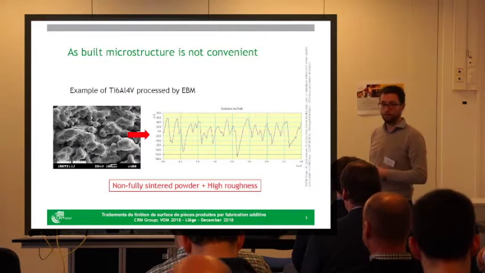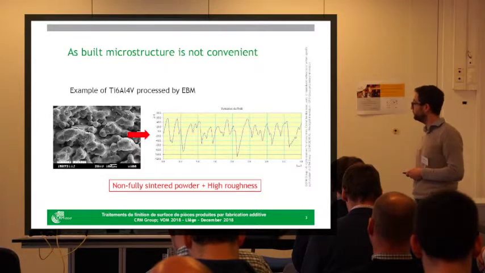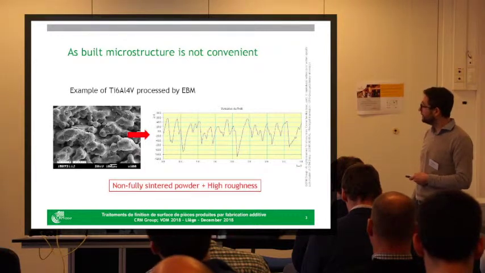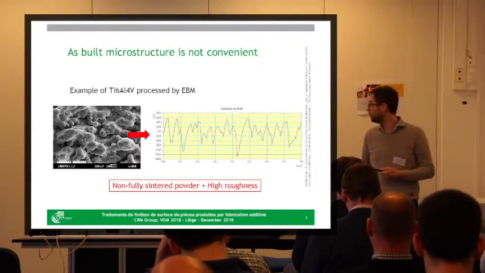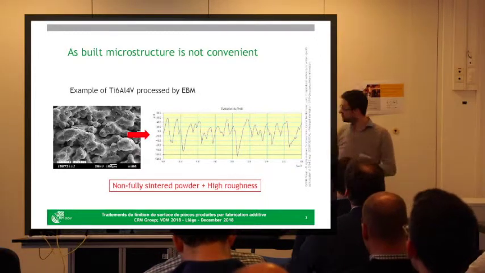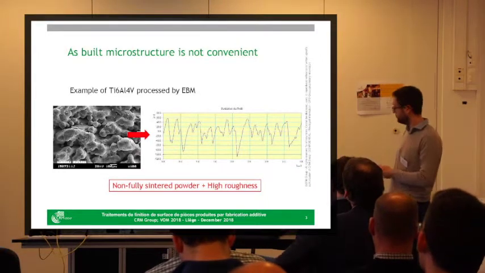As Julien described before, the parts produced in additive manufacturing have that profile, that shape. As you can see, there are unmelted particles that could be released later. We can imagine that the roughness profile is quite high. As shown here, we have high peaks and high valleys. So we have to do a surface treatment.